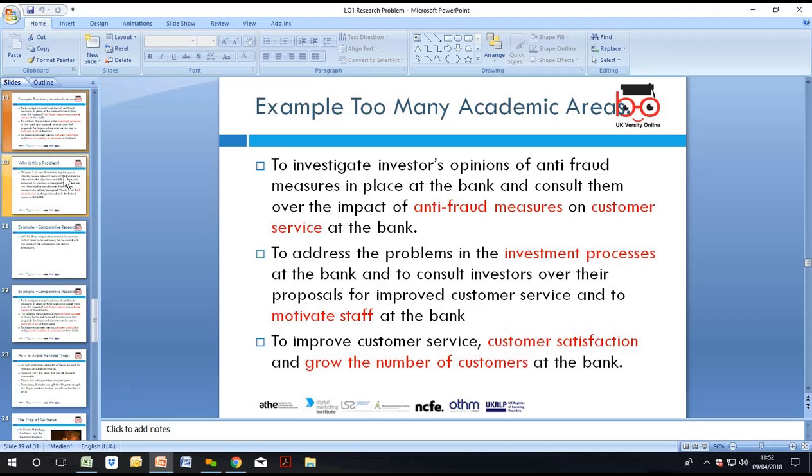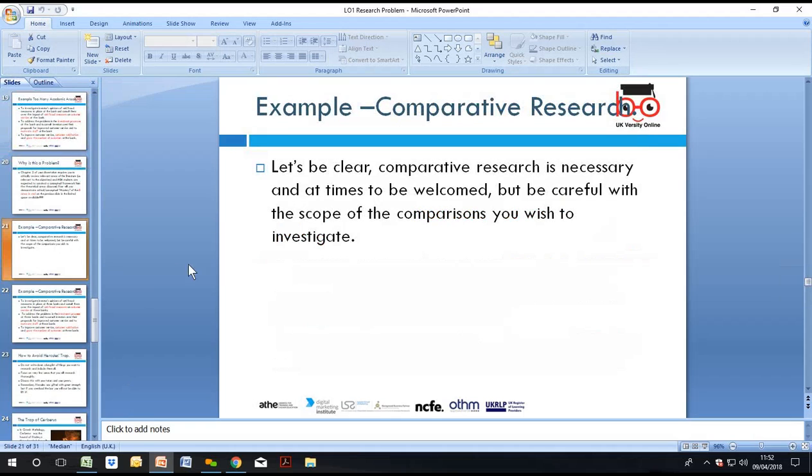Oops, academic areas. So let's be clear, comparative research is necessary and at times it will be welcomed, but be careful with the scope of any comparisons you wish to investigate. So if you use the previous one of a bank, you could look at one that was a successful bank, but only one. Don't look at several. Yeah, it would create far too much work. You only need to do what's necessary to achieve the objectives of the scope of this unit, rather than get too deep into different or comparative research.